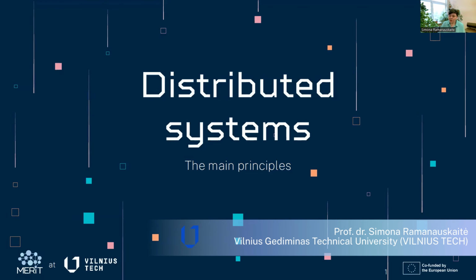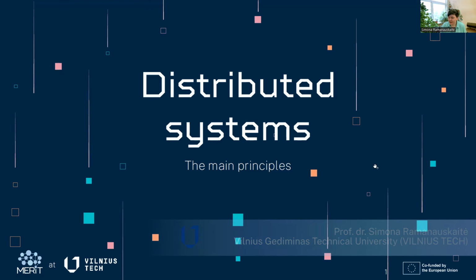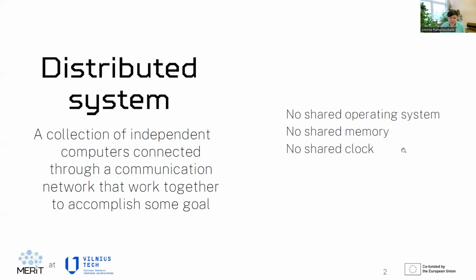Hello. In this video, we shortly will introduce the main principles of distributed systems. So basically, what is it? If we go into the definition, it's related to a collection of independent computers connected through communication networks that work together to accomplish some goals. So basically, we need some kind of a node. Usually it's just a computer or some more powerful dedicated computer connected to the network.